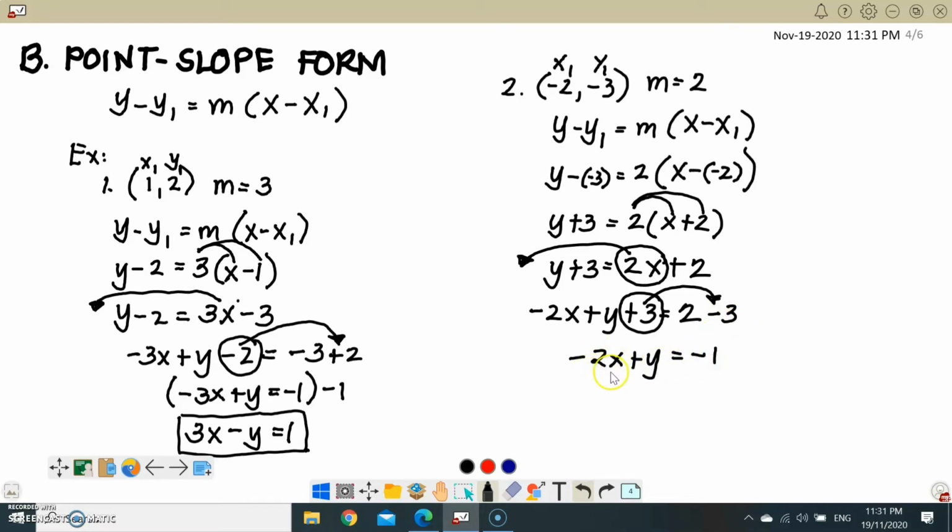So we have a negative first term here. To make it positive, you're going to multiply the whole equation by negative 1. So negative 1 multiplied by negative 2x is positive 2x. Negative 1 multiplied by positive y is negative y equals negative 1 multiplied by negative 1 is equal to positive 1. And you now have the equation of the line passing through the point negative 2, negative 3, and a slope equal to 2. So let's have letter C.